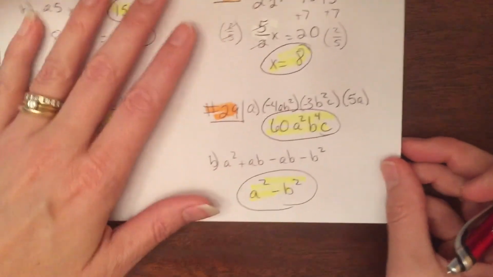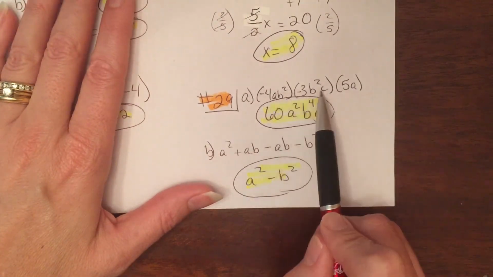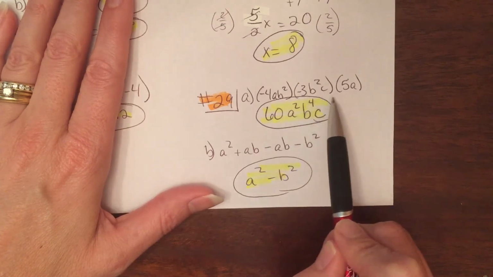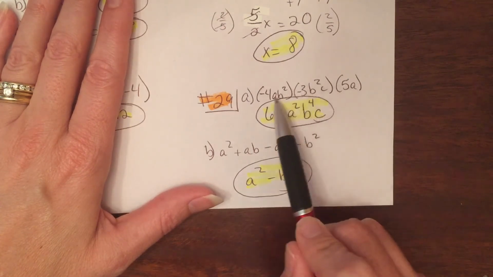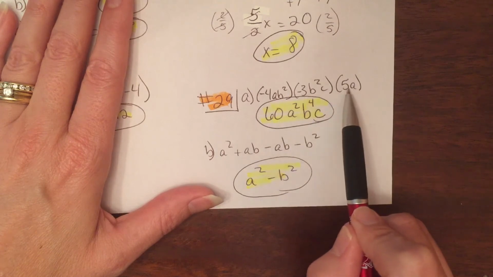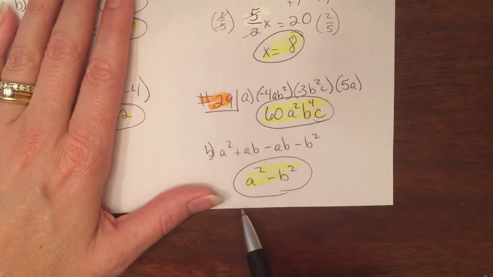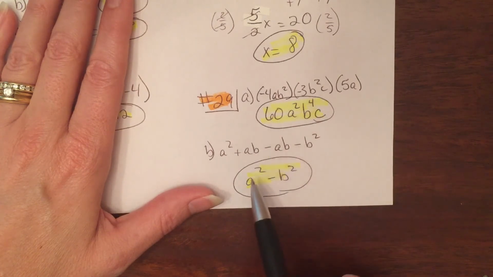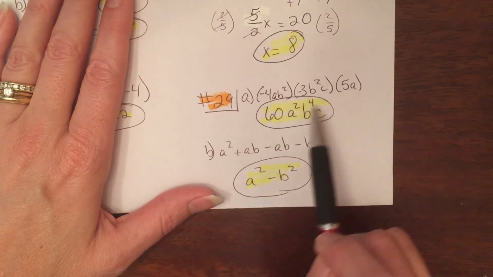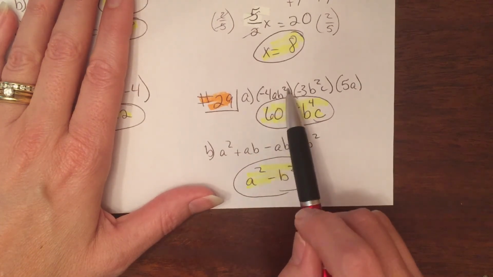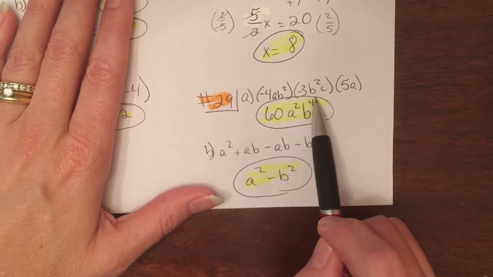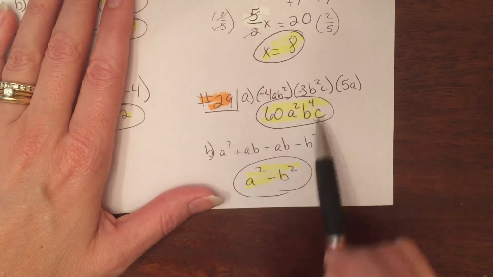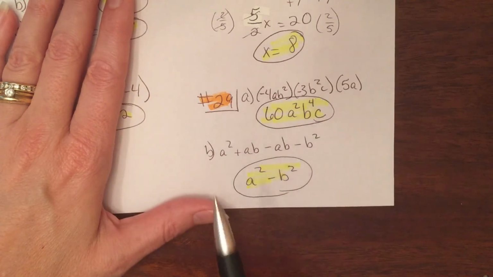Last problem, 29. So I have multiplication here: -4ab squared times -3b squared c times 5a. I've got negative times negative times positive, so my final answer will be positive. 4 times 3 times 5 gives me 60. A times a is a squared. B squared times b squared is b to the 4th. C, I don't have any more c's to multiply it against, so it's just c.